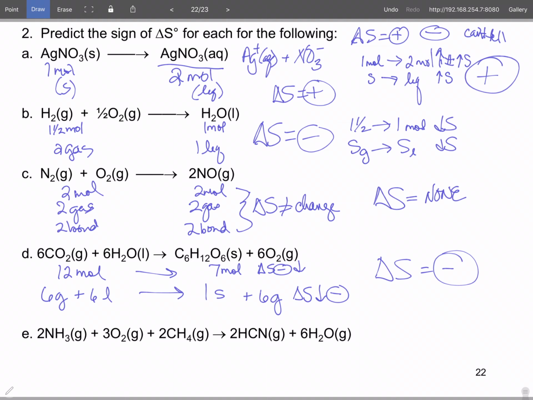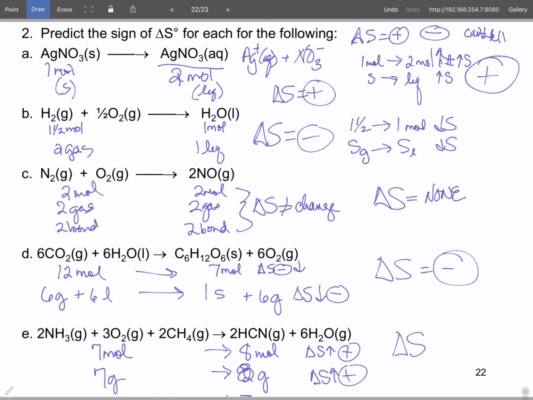So we have 7 moles on the reactant side going to 8 moles on the product side. So delta S is increasing, so it's positive. We have 7 gases going to, no, 8 gases total. So we've increased the number of gases. So delta S is going to be positive. Since you have 2 positives, delta S will be positive. Okay, so you're most likely to get a problem like this on the exam, and you'll be asked to explain your answer.